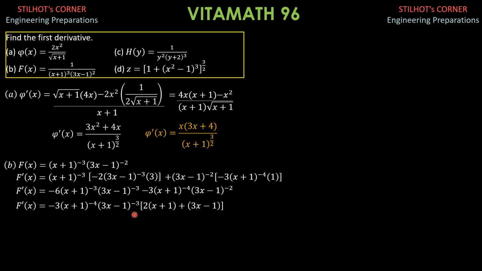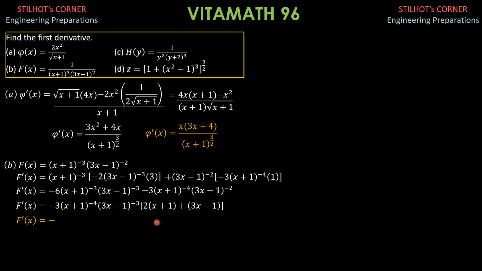So anyway, (3x − 1) to the negative 3 times (3x − 1) to the positive 1 is (3x − 1) to the negative 2, just like (x + 1) times (x + 1) to the negative 4 is (x + 1) to the negative 3. So simplifying further, this is already copied. Then 2x plus 3x is 5x, 2 minus 1 is 1. So this is 5x plus 1.